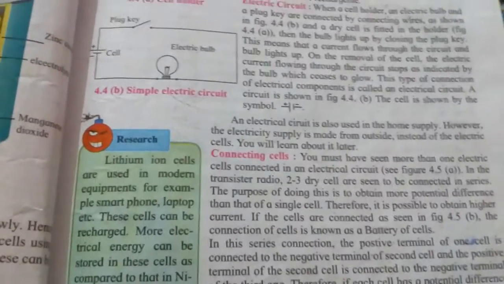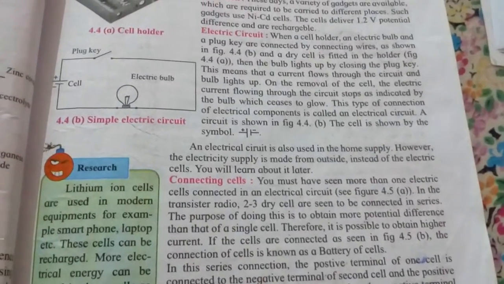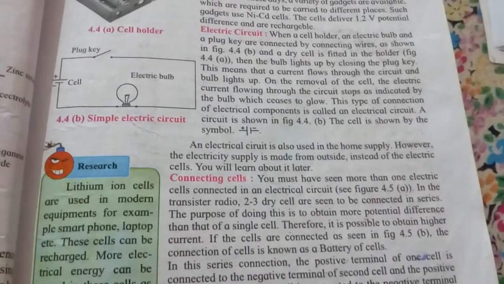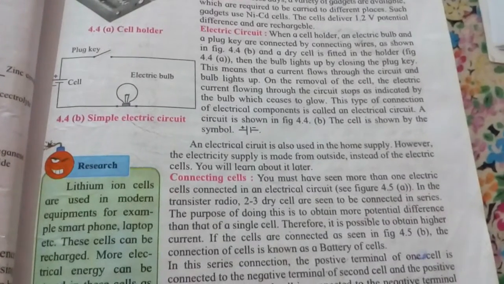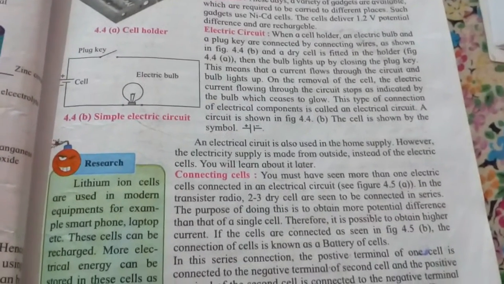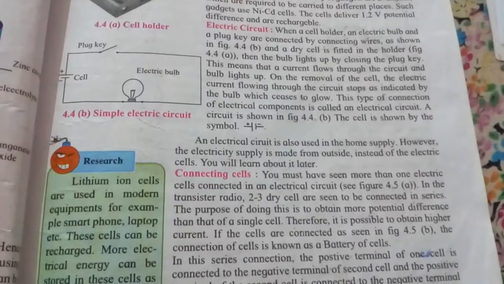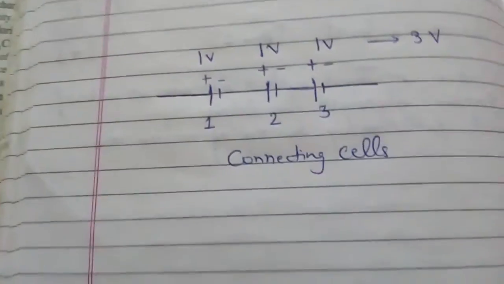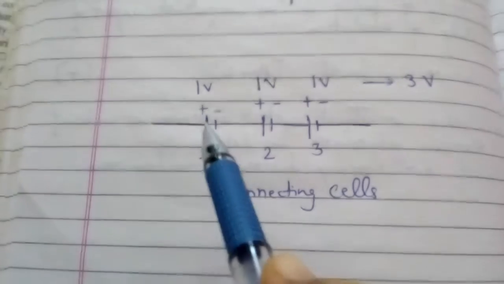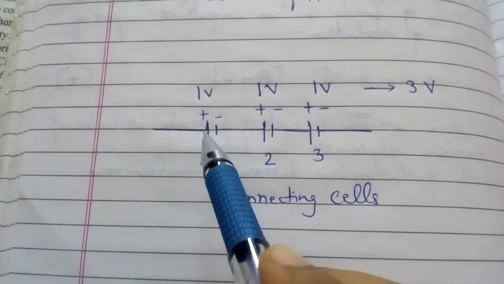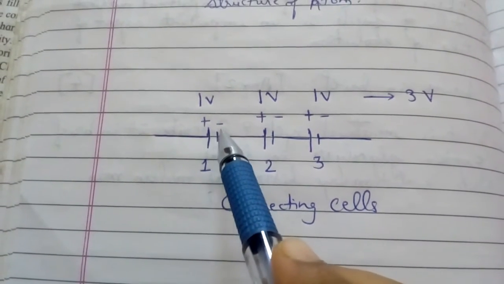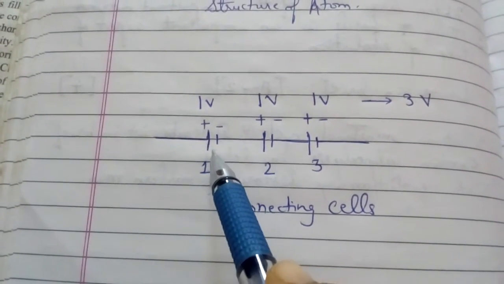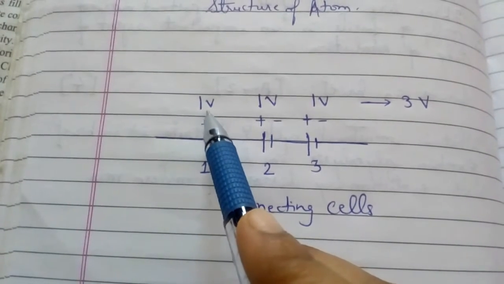Then connecting cells. Now connecting cells are used in transistor radios and similar gadgets. Two to three dry cells are used for the working of such gadgets. Now I'll teach you how connecting cells work. See, this is the first cell, with the positive terminal and the negative terminal. The first cell has a potential difference of 1 volt.